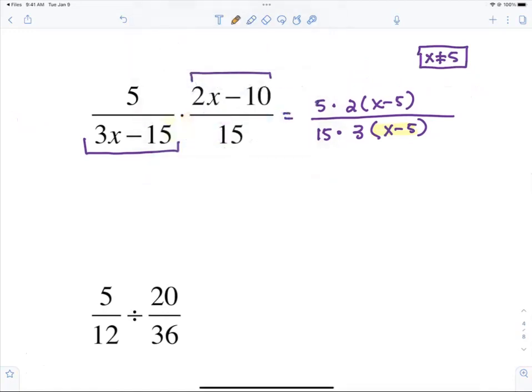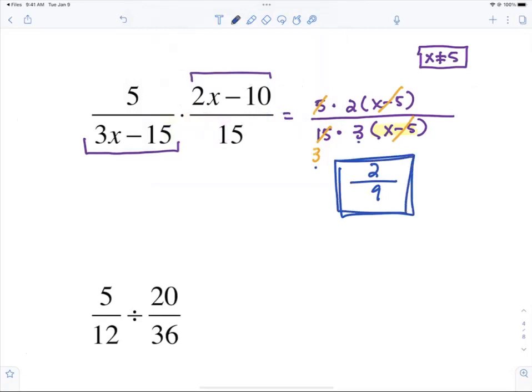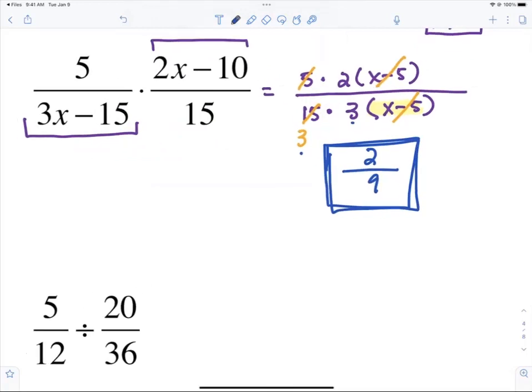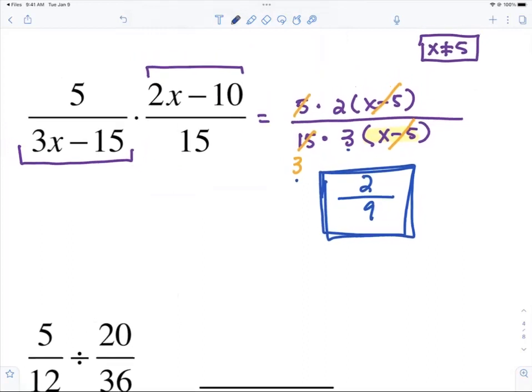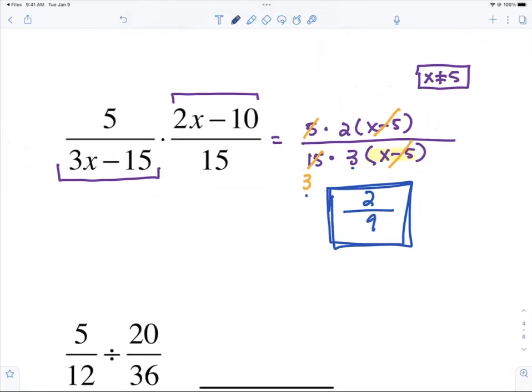Moving on, let's simplify. So 5 and 15, that's going to leave behind a 3. 2 and 3 share nothing. And then the binomial x minus 5 will divide out. And then the pieces that are going to remain, I have a 2 on top and 3 times 3 in the denominator, leaving me with 2 over 9. And I'm just trying to show you all of the pieces in a way that's easy for you to visualize so that you know what your end goal is and how to get there.